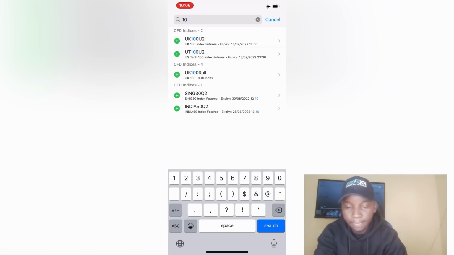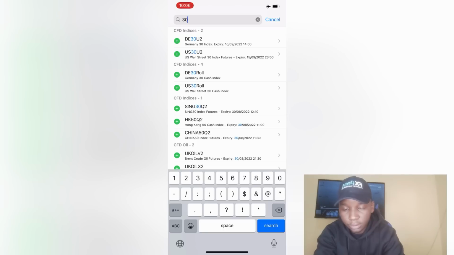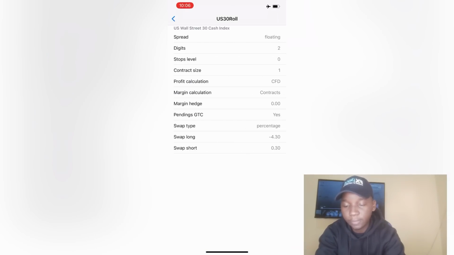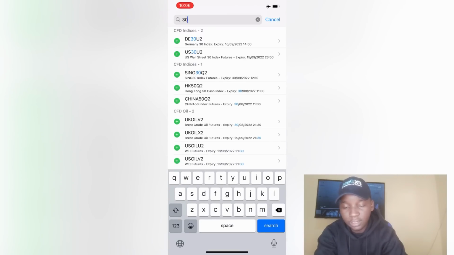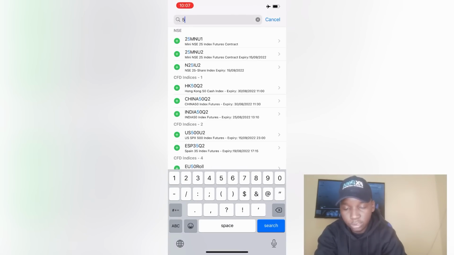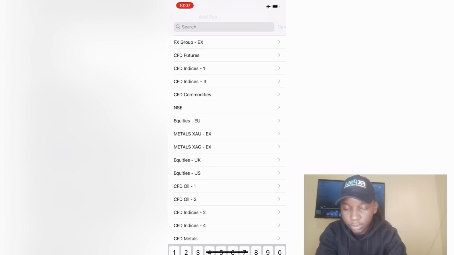I've added it, and then I'm also going to add US30. Okay, US30 is here. We have DE30 roll, that is German 30, and then you also have US30 roll. I've also added it to the commodities, that is the section of course. Then lastly, I'm going to also add US 500. So I'm just going to search 500, and here it is, US 500. I've also told you guys it is also known as SPX 500. It's the same thing. I've also added it.